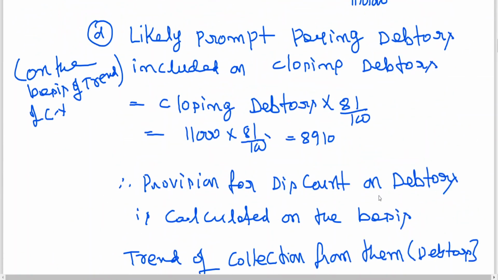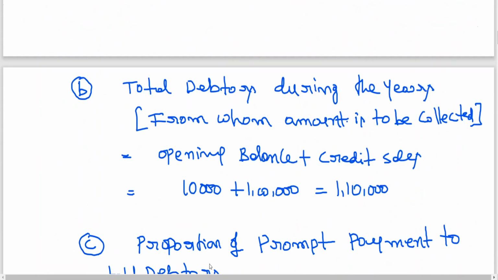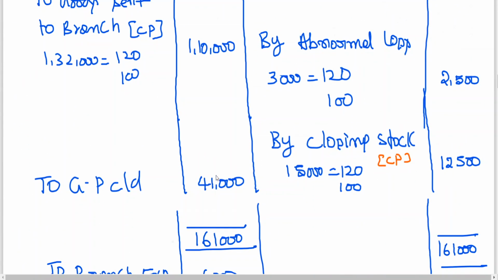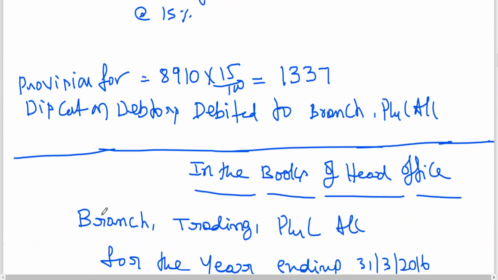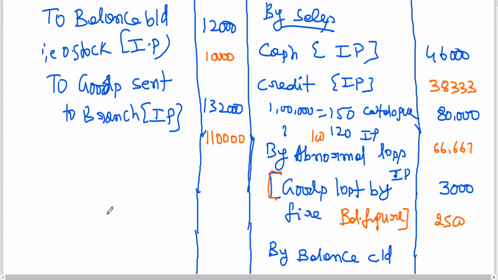You can see opening stock is 10,000, no? Goods sent to branch how much? 1,10,000. Directly we can do it like this. My dear friends, clear to all of you? So I think this is how you can do it. These small improvisations you can do depending upon the situation. That means I'm doing invoice price, which is why invoice price of abnormal loss is also being converted into cost price. So alternatively also you can do it.